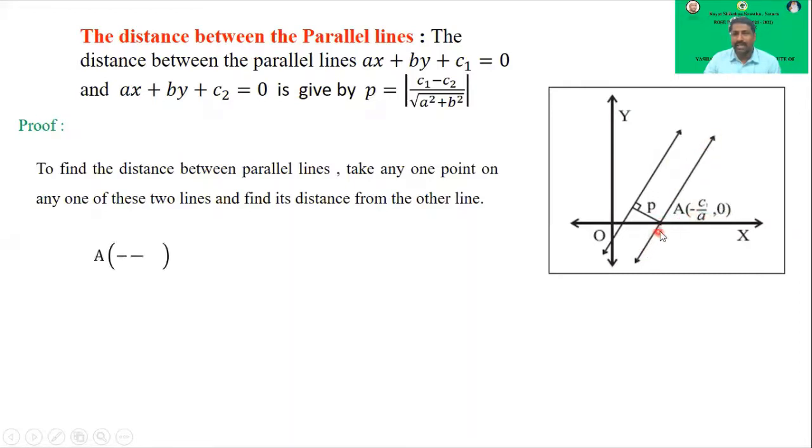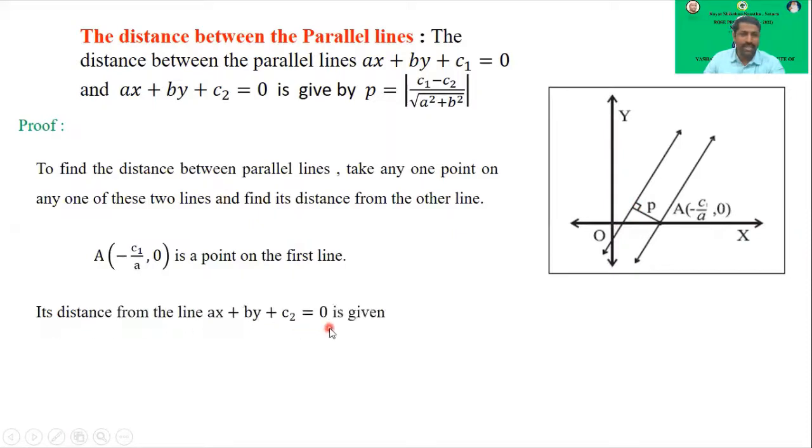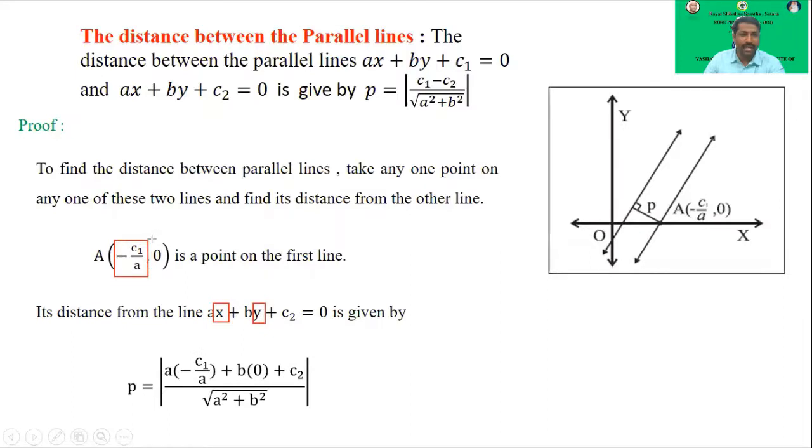What is the point where this line intersects the x-axis? Minus c1 by a, 0. So (minus c1 by a, 0) is a point on the first line. Now we can find the distance between this point and the second line. Its distance from the line ax plus by plus c2 is equal to 0 is given by d. So just replace x and y by x1 and y1. What is x1? Here minus c1 by a, and 0.